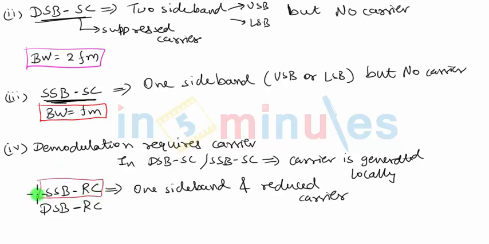So the SSB-RC signal can be called the best type of AM because its efficiency is still very high. It requires bandwidth of only fm because we are transmitting only a single sideband, and because it also has a small carrier, on the receiver side the receiver can extract this carrier and use it in the process of demodulation, which also keeps the distortion to its minimum. So these are the various types of AM signal.